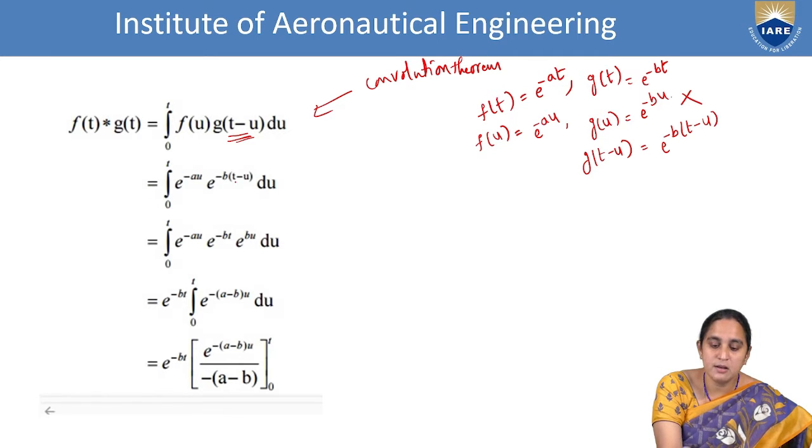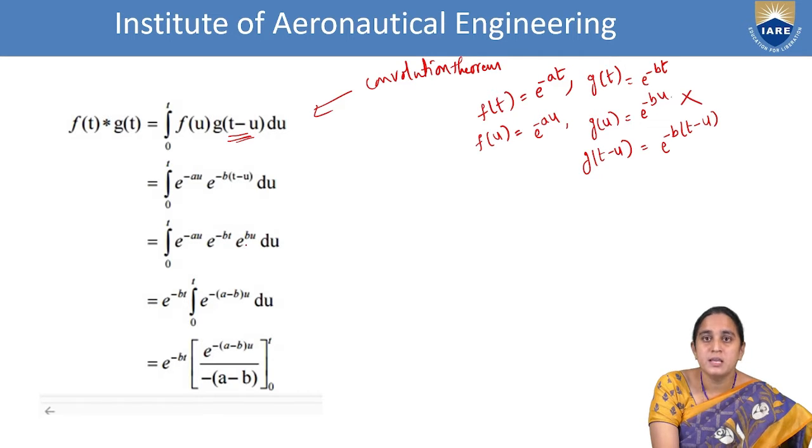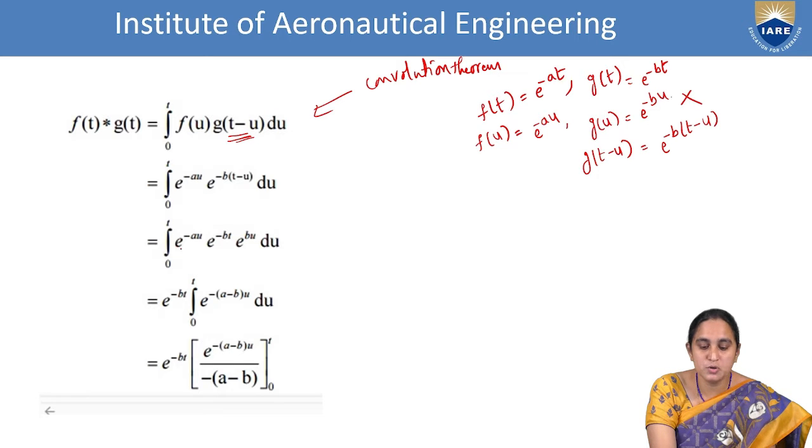Therefore, here the integral, how to convert that? Integral 0 to t e power minus au into e power minus b of t minus u du. Now I'll use the e power m minus n formula, that is e power m into e power minus n. That is integral 0 to t e power minus au into e power minus bt, here minus into minus plus, simply e power bu du.